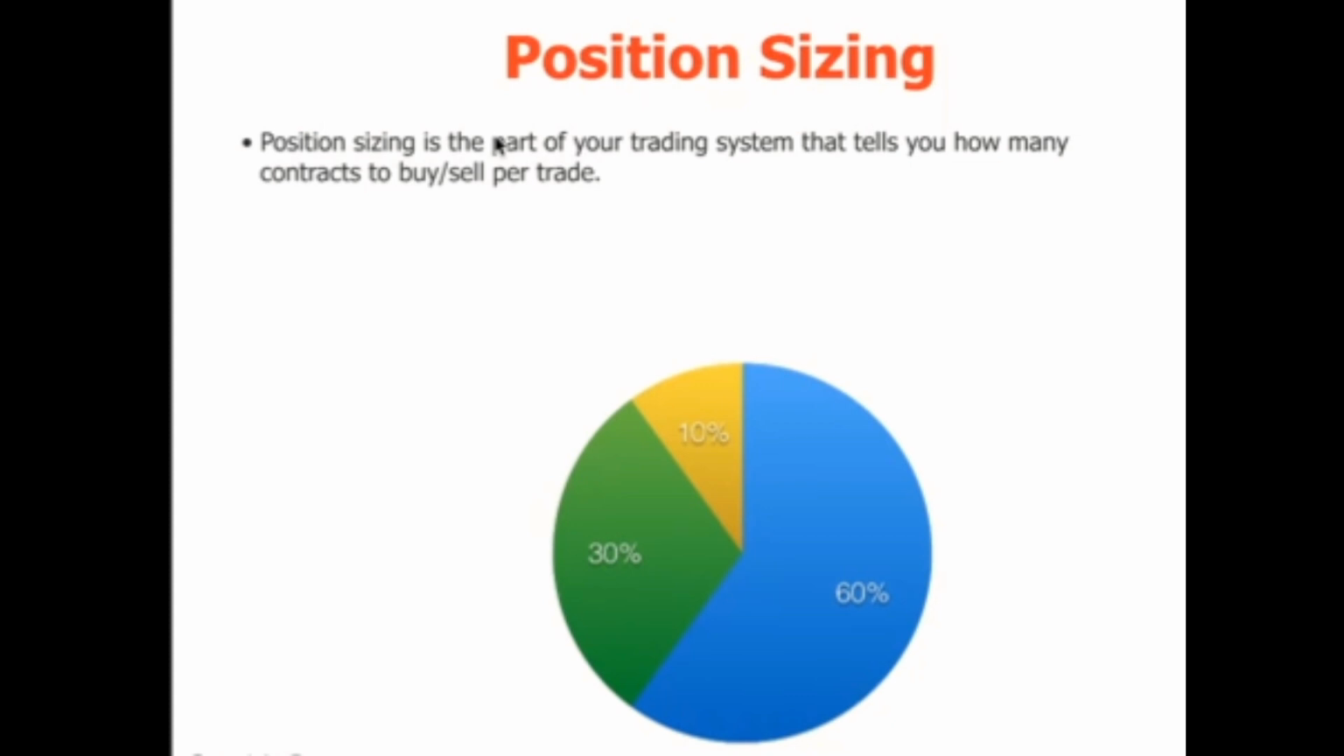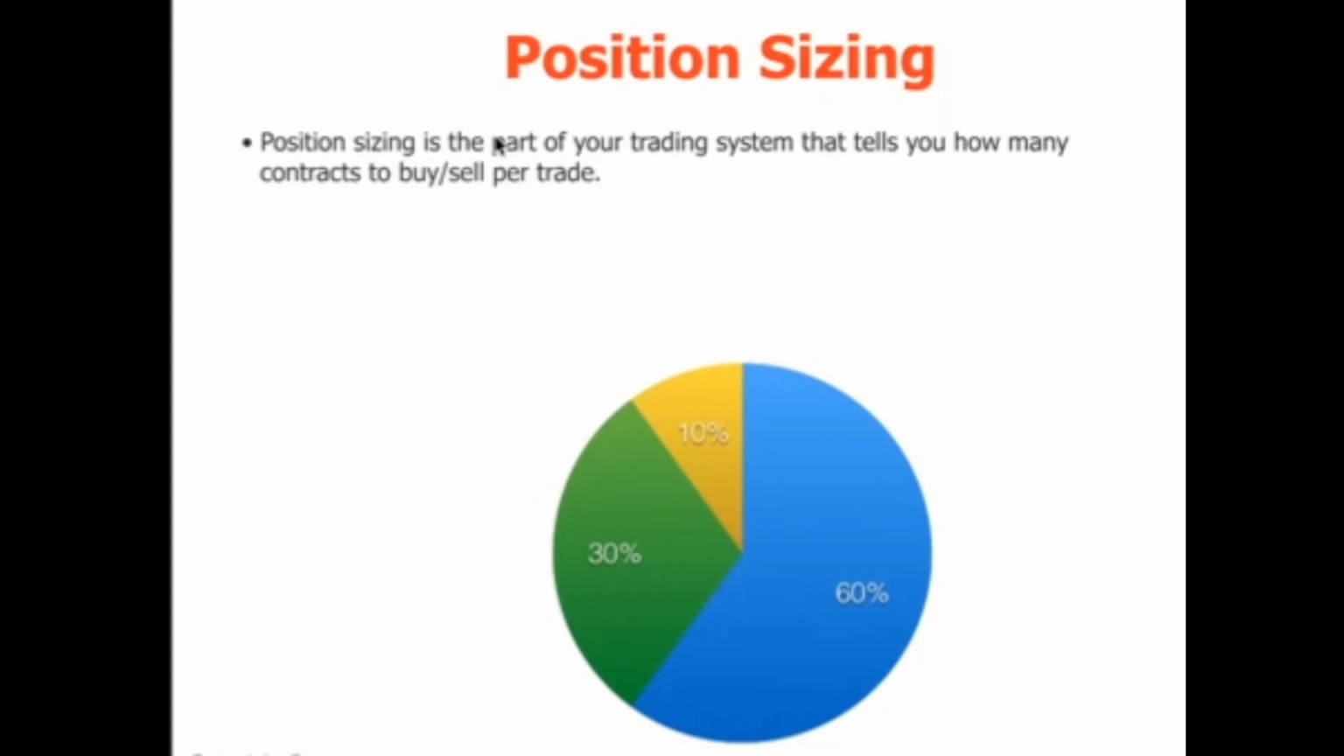Now guys, position sizing is that part of your trading system that tells you how many contracts to buy or sell per trade. As you know, every trading system takes into account the entry rules and the exit rules. Now, I know some people might say, yes, I know when to enter and when to exit the market. But if you don't size your position correctly, you will be struggling to achieve your expectancy in the long run.